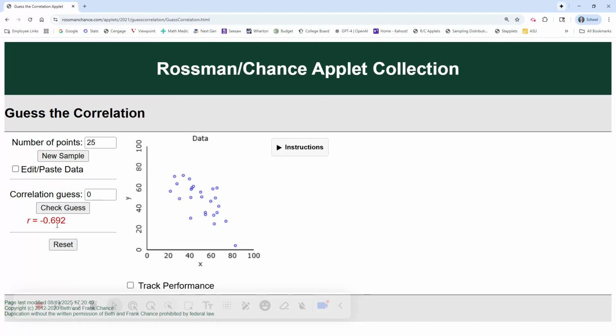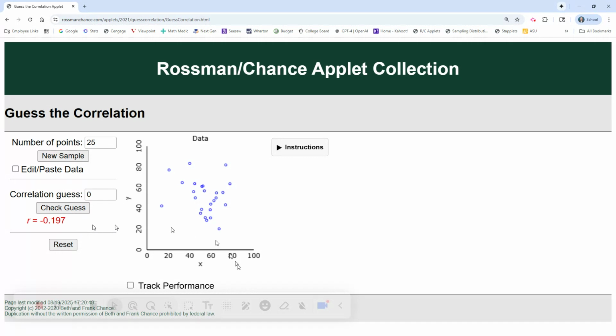It is a -0.692. Pretty strong. Let's try another one. Ooh, that one looks like, is it negative? Is it very strong? What do you think? What's your guess? Negative or positive? Looks like it'd be closer to 0 in my opinion.